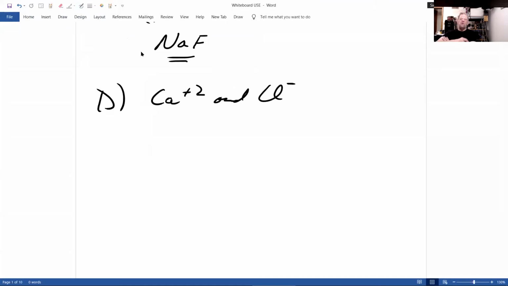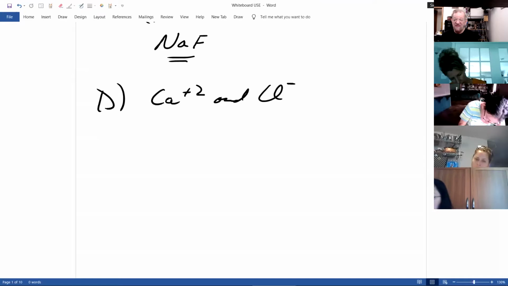Try this one. What's the molecular formula formed from the molecule that's got calcium +2, chloride -1? Go. In other words, start solving it.